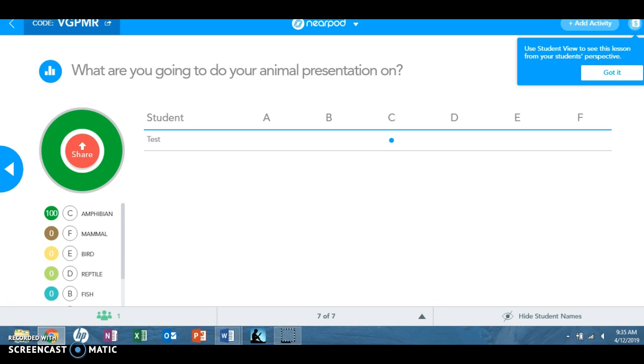Since this is like the intro presentation, just kind of the example, the final question was, in general, what are they planning on doing their animal report about? So I did the 6 different types of animals. And then had them answer. So I can see that C is the biggest answer right now, which is amphibian, and everything else doesn't have anything. So yeah, that's my lesson.